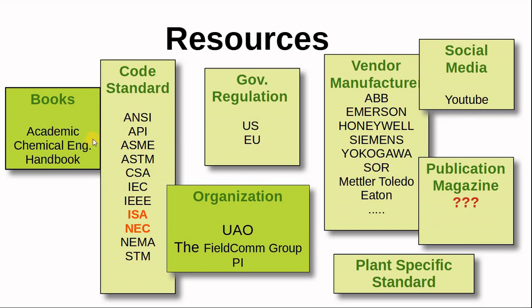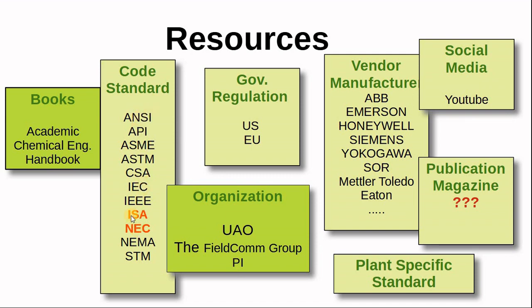Now we will talk about the resources. Resources are very important for your continuous education. The first one is you go to a library and search for some academic books. You can see one of those references is very interesting, which is the Chemical Engineering Handbook, and also the Mechanical Engineering Handbook.